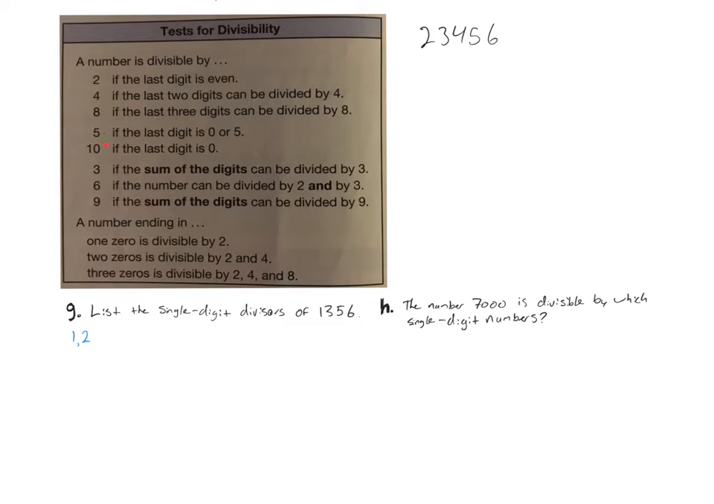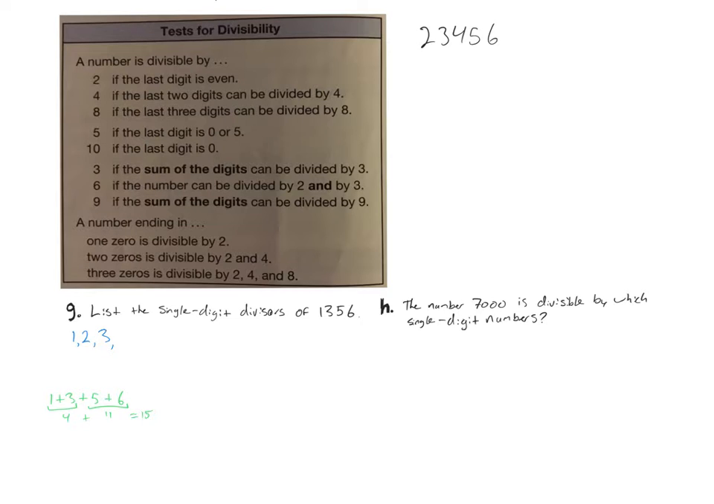What about 3? 3 says if the sum of the digits can be divided by 3. So the sum of the digits, we're going to say, what is 1 plus 3 plus 5 plus 6? See how I got those numbers? 1, 3, 5, 6. So let's see, this is 4, this is 11. 4 plus 11 is equal to 15. Can 15 be divided by 3? Yes, because 15 divided by 3 gives me 5. So then 3 checks out.